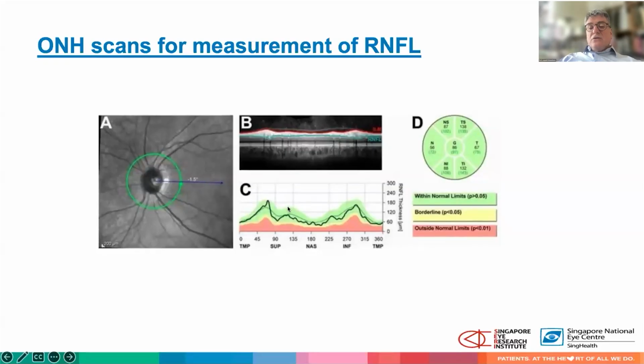Just to remind you what this means, the green is within normal limits. That means that it's within 95% of the normative database. The yellow is borderline. This is between 95 and 99% of healthy subjects. And red is outside normal limits, and this means that you are outside 99% of subjects.